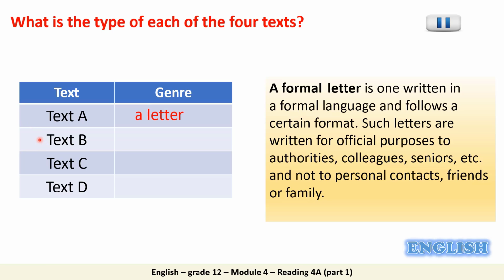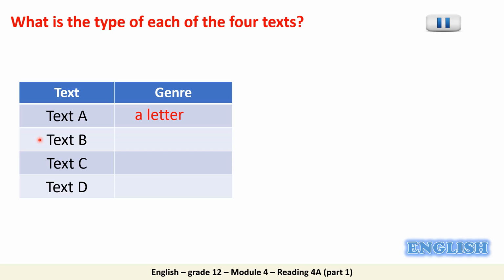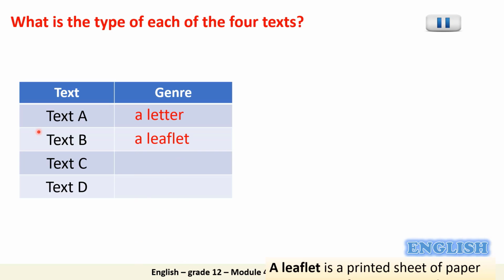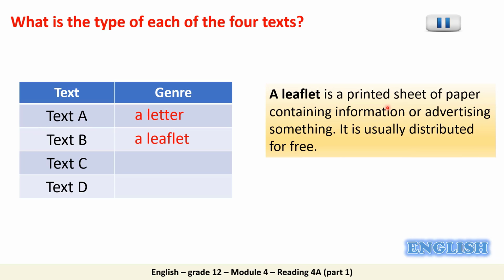What about text B? What type of text is it? Super. It is a leaflet, and a leaflet is a printed sheet of paper that has information about a product or a service. Leaflets are usually distributed for free.